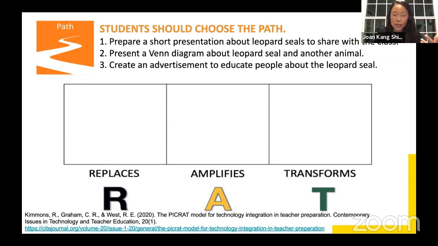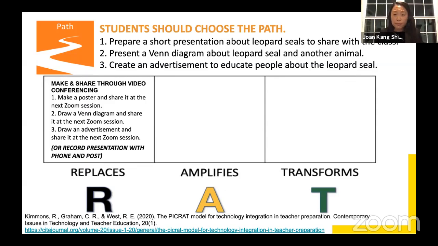So first, we're going to think about, if we have a face-to-face class where students would maybe create a poster and then present, or create a Venn diagram and then present it in class, we might just replace it simply with technology. So the R might be, you're going to have them do the same thing: make a poster, draw a Venn diagram, and then share it at the next Zoom session, synchronously, like you would in class.